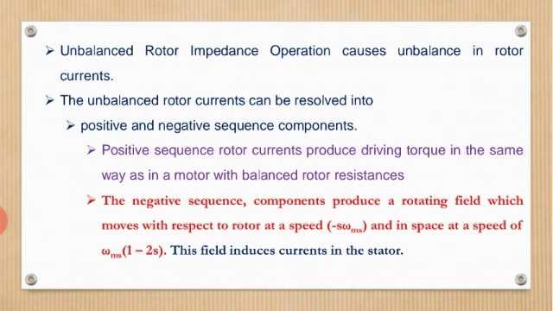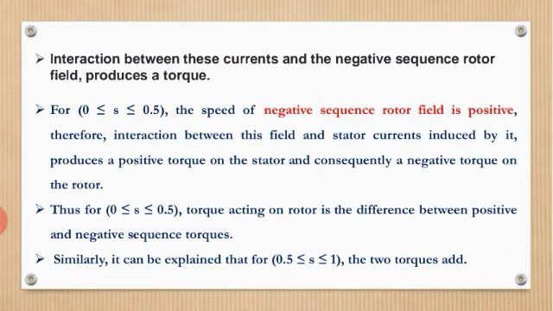The positive sequence rotor currents produce driving torque in the same way as in a motor with balanced rotor resistance, whereas the negative sequence components produce a rotating field which moves with respect to the rotor at a speed of minus slip times omega ms. Hence the negative sequence components will reduce the motor torque. The interaction between these currents and the negative sequence rotor field produces a torque.